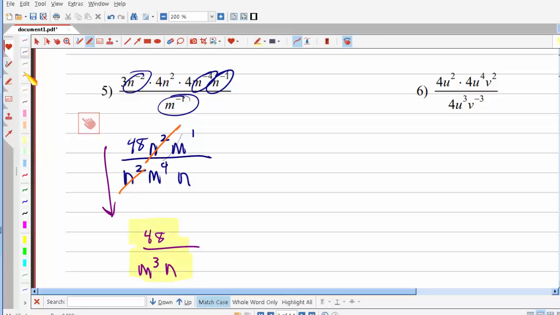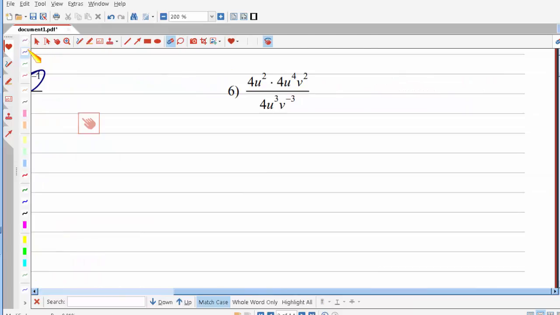Another way to think about the quotient rule is, okay, m to the fourth is really m, m, m, m. M to the first is m. One of them is going to cross out, leaving you with three of them. So I usually think of it that way rather than thinking of the quotient rule in my head.